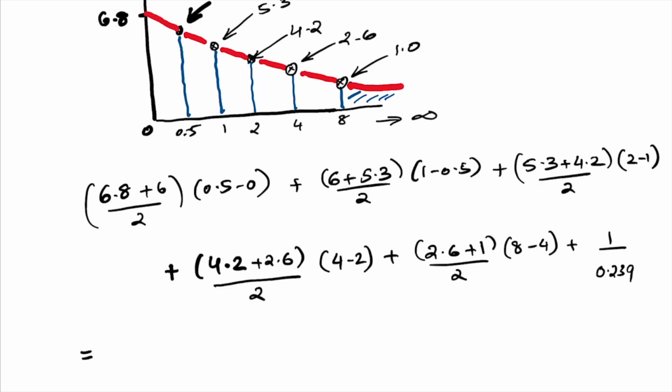So let's do the math. 6.8 plus 6 divided by 2 times 0.5, 3.2, plus 6 plus 5.3 divided by 2 times 0.5, 2.825, plus... I'm going to keep all the decimal places for the time being, and I'm going to round it at the end.